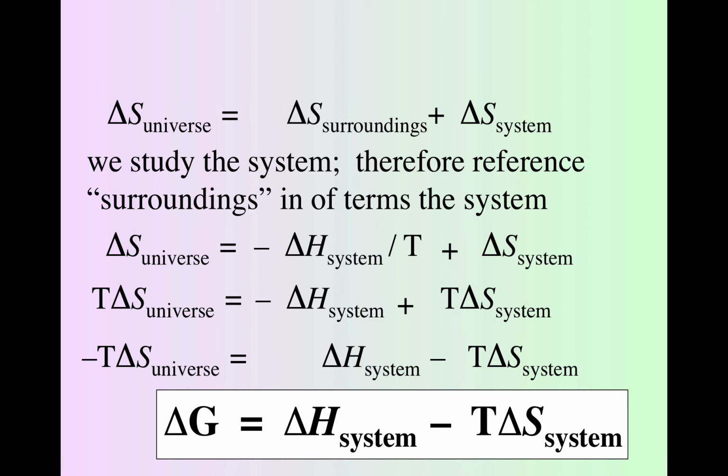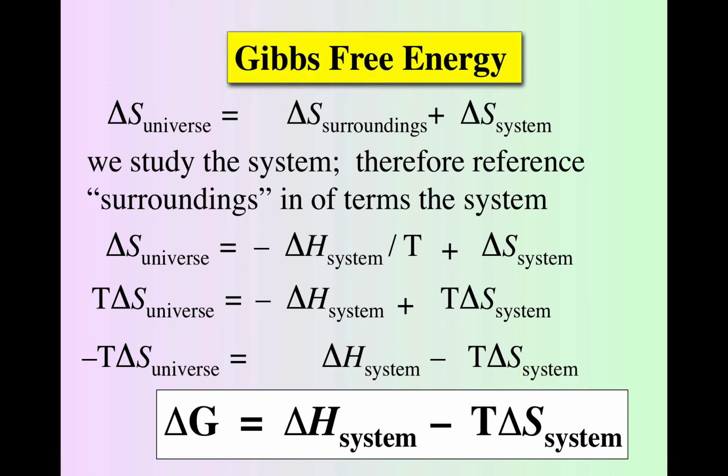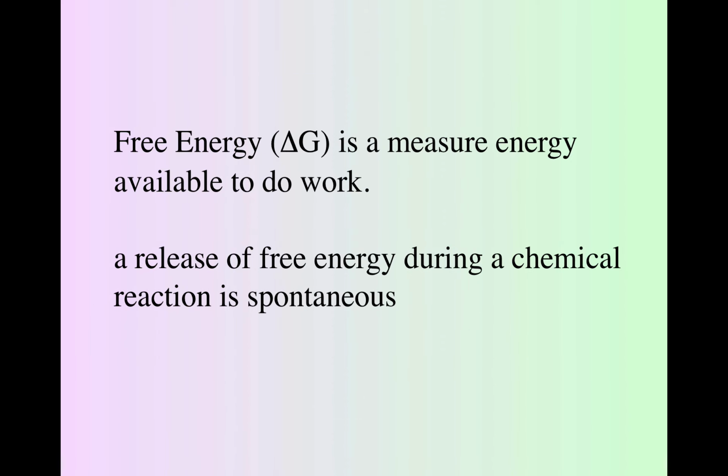So Gibbs free energy is equal to delta H of the system minus T delta S of the system. So we're referencing the system in both situations. So what's going on with the disorder of the system? What's going on with the delta H of the system? You put the two things together and you can figure out whether you're spontaneous or not by looking at the sign on delta G. Delta G is a measure of energy. It's measured in joules. So if you are releasing free energy, meaning you have a negative sign on delta G, that means the system is going to a more stable state and you are spontaneous.